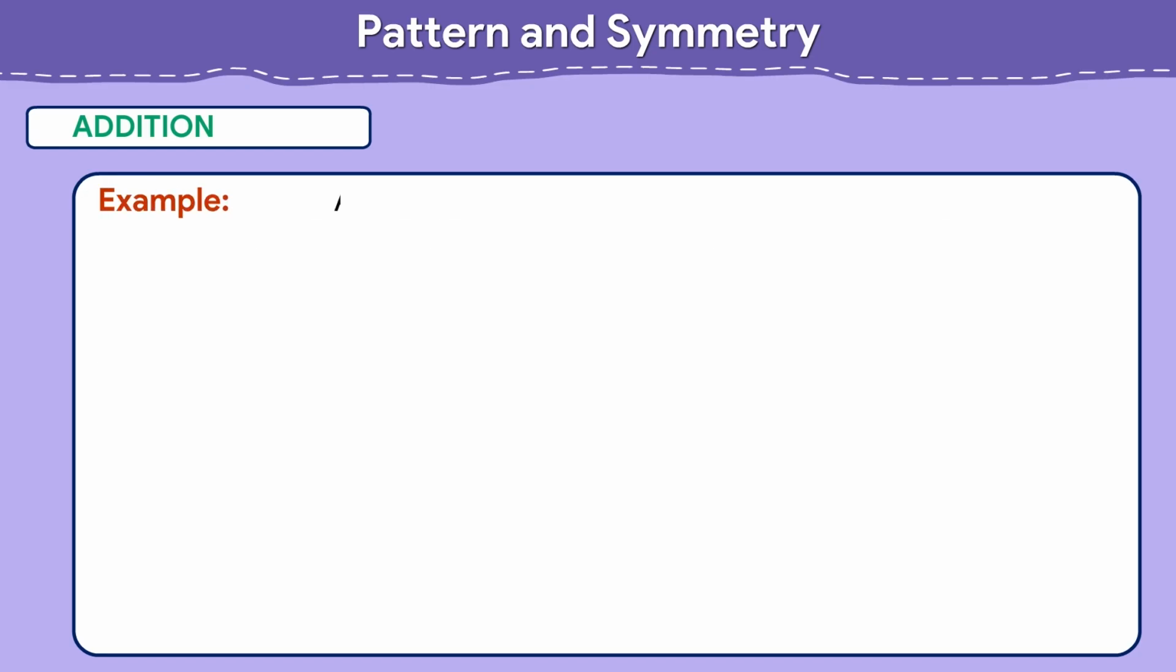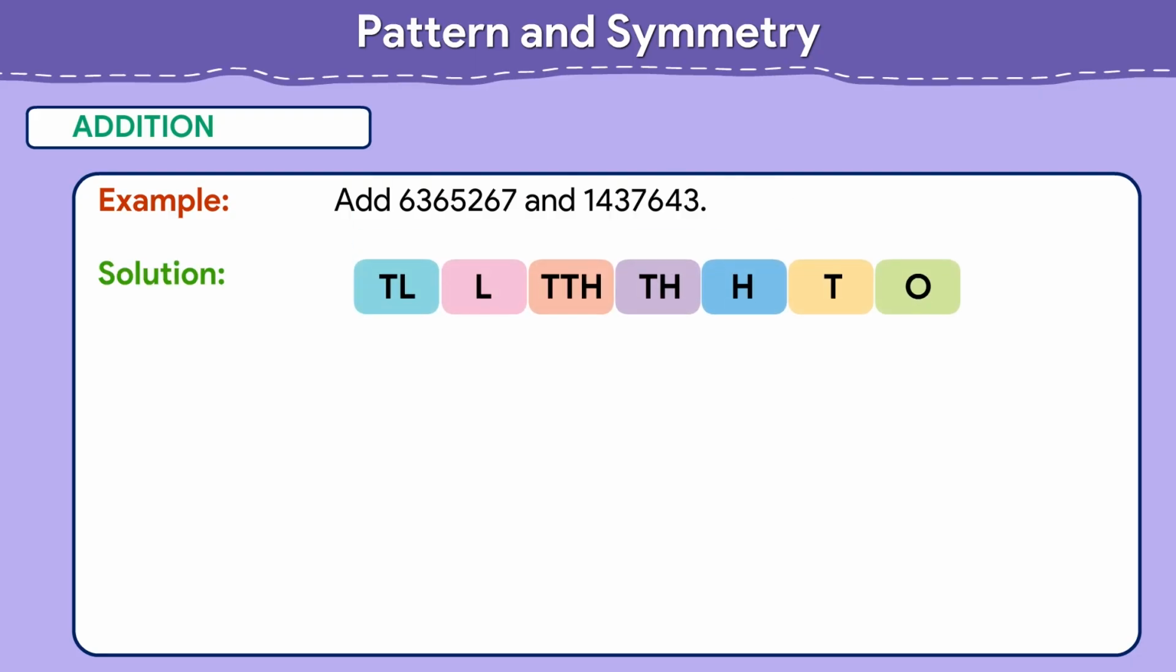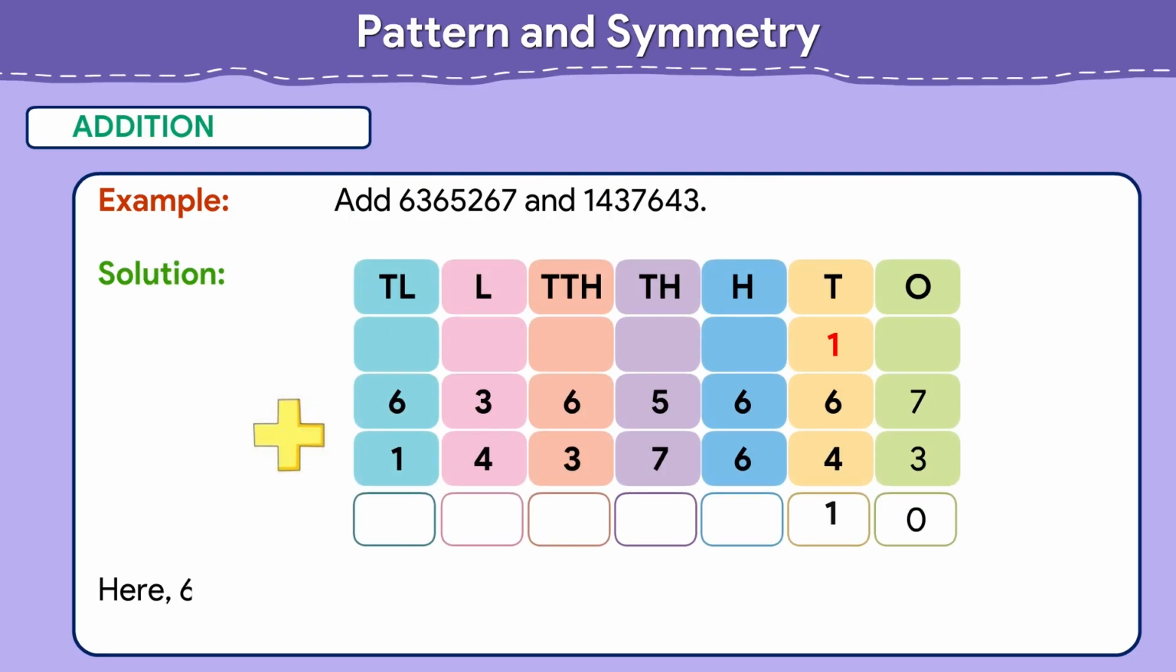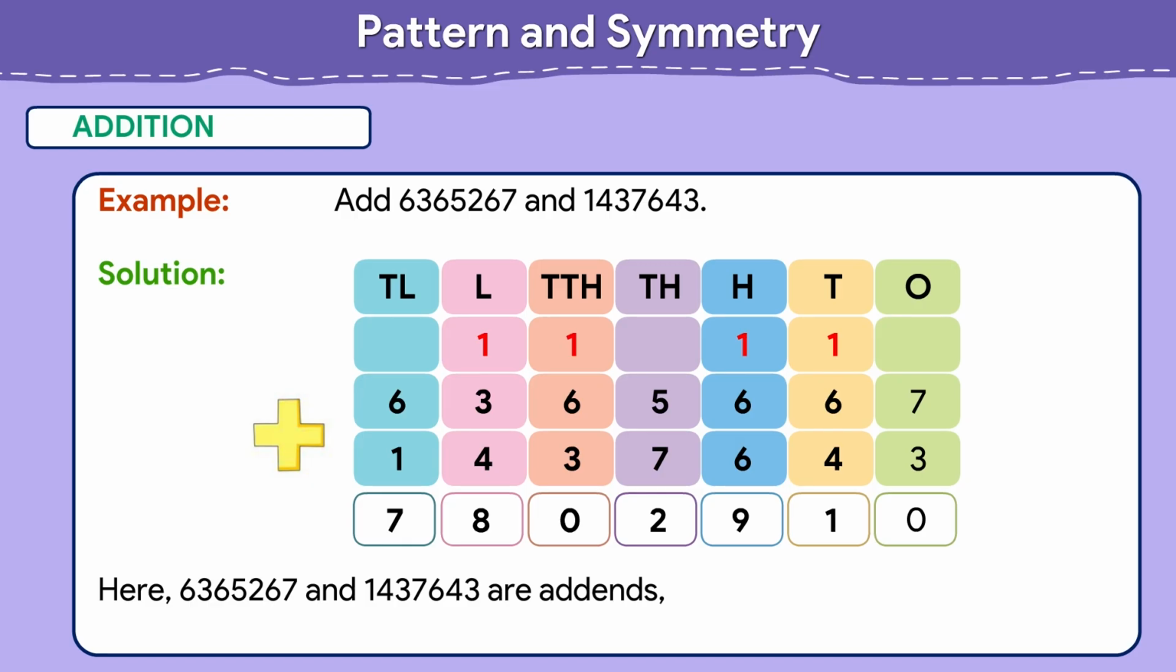Example. Add 63,65,267 and 14,37,643. Solution. Here, 63,65,267 and 14,37,643 are add-ins, while 78,02,910 is the sum.